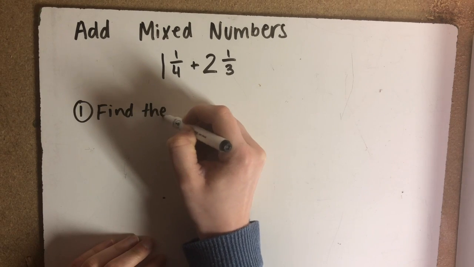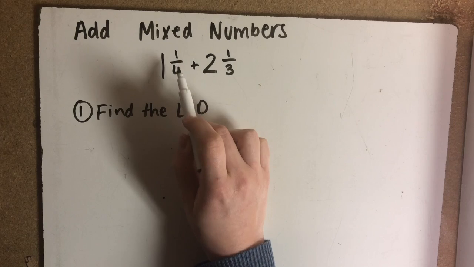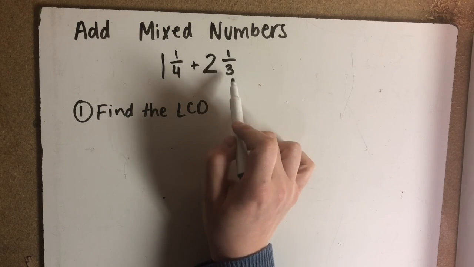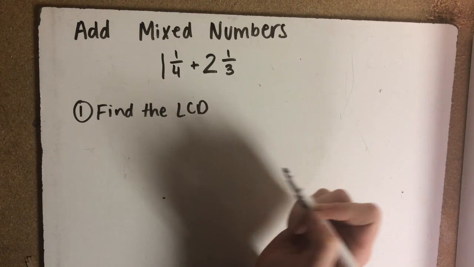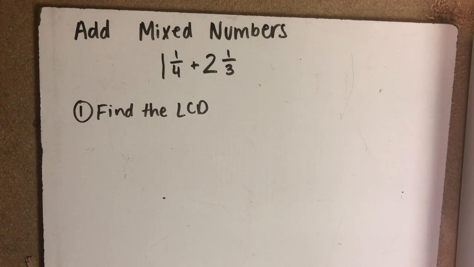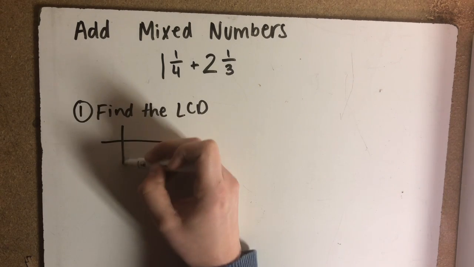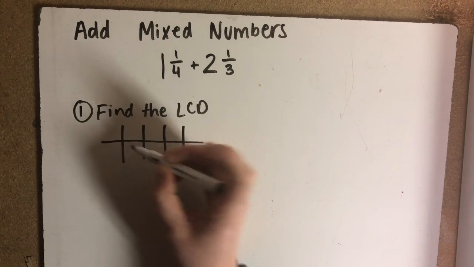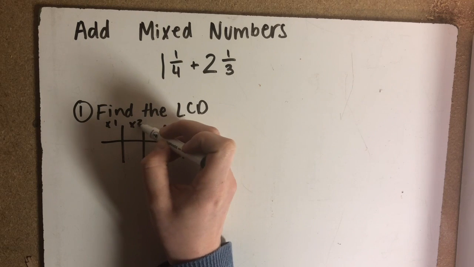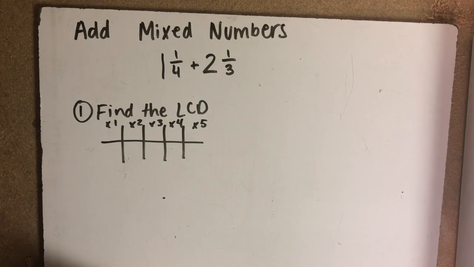the least common denominator. Okay, so here I have 1 1/4 plus 2 1/3. So what I'm finding the least common denominator of is the 4 and the 3, because those are my common denominators. So let's make a chart. Okay. Fill in our multiples of both of those numbers.